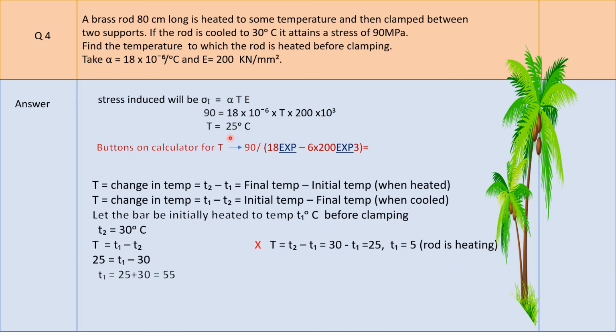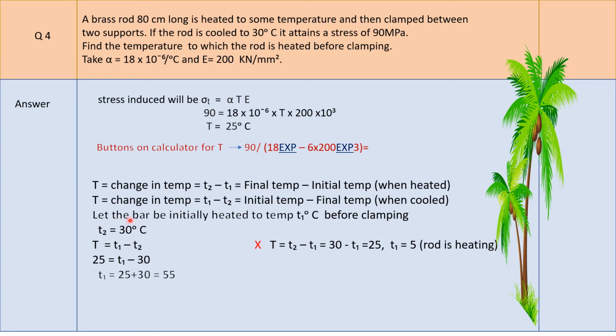Now what is important to understand is delta T is change in temperature. When it is heated, it is T2 minus T1, that is final temperature minus initial temperature, because when it is heated the final temperature is greater than the initial temperature. But when the bar is cooled, take the change in temperature as T1 minus T2, initial temperature minus final temperature, because initial temperature will be more and final temperature will be less, so that the value of delta T is always positive.